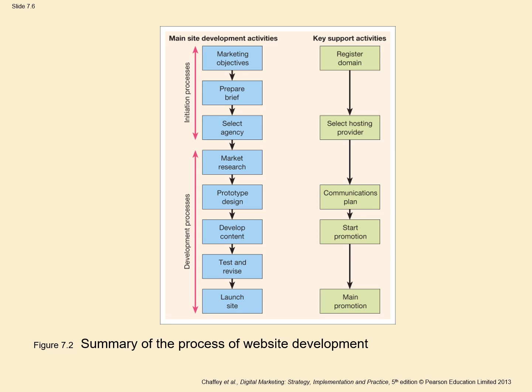In this slide, we're discussing the process of website development. The main site development activities are divided into two processes. The first one is the initiation process, and the second one is the development process. The initiation process should start with the marketing objectives. So you have to set what your objective is, whether your company would like to have a website in order to expand market share, or to create brand awareness.